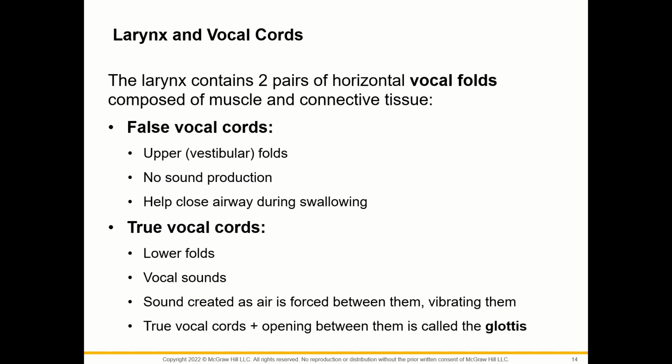The true vocal cords are the lower folds and they produce vocal sounds, and the sound is created as air is forced between them, vibrating them. The true vocal cords plus the opening between them is called the glottis.